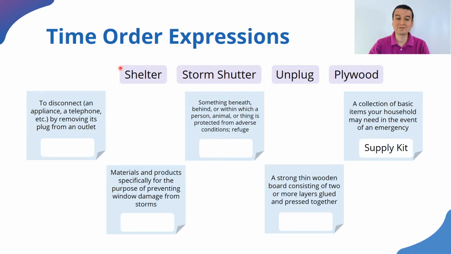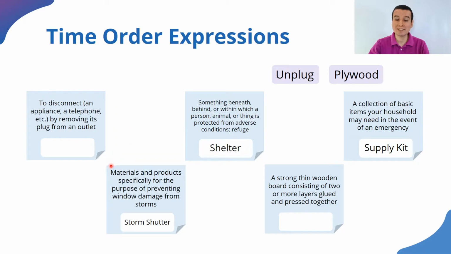What is a shelter? A shelter is something beneath, behind, or within which a person, animal, or thing is protected from adverse conditions, or a refuge. That is a nice definition of a shelter. It's a physical shelter for protection. Storm shutter. What's this? It's materials and products specifically for the purpose of preventing window damage from storms. Nice. So they kind of shut the windows so that they are protected from the storms.